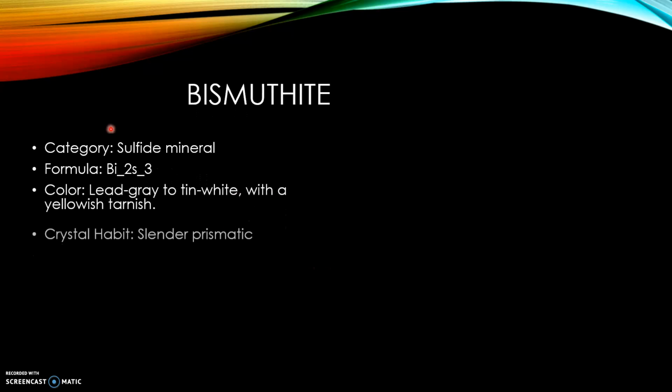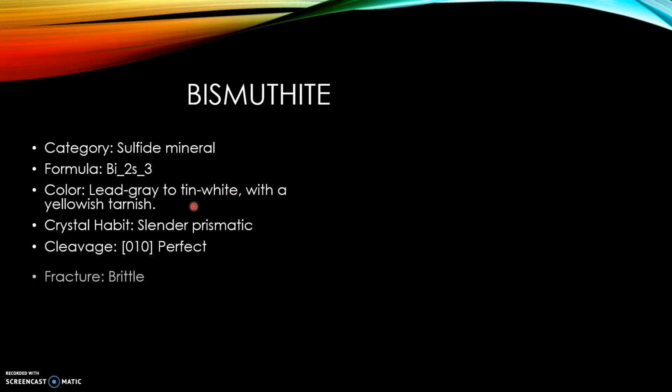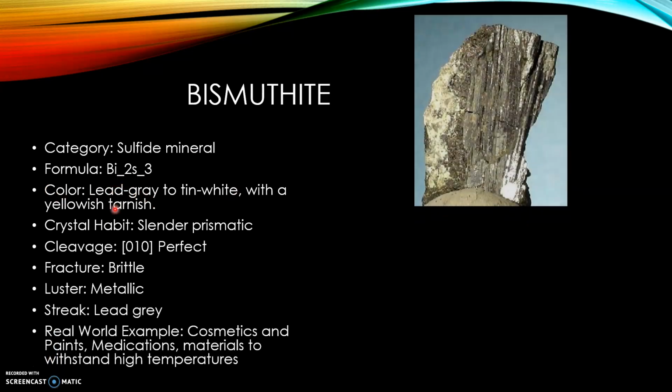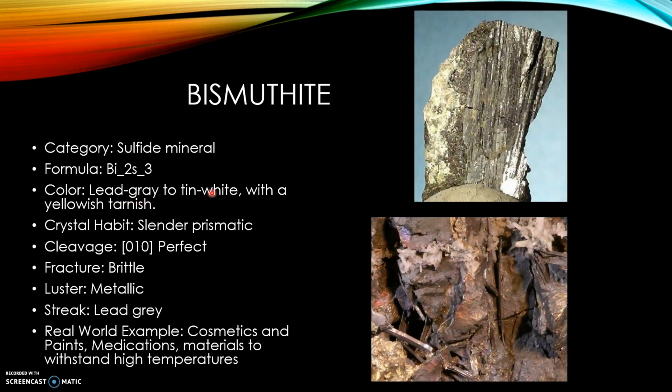Bismuthite. Category is sulfide mineral. It has a formula of Bi2S3. Color is lead gray to tin white with a yellowish tarnish, which we can see here and here. Crystal habit is slender prismatic, which we can kind of see here. The cleavage is perfect. The fracture is brittle. The luster is metallic.